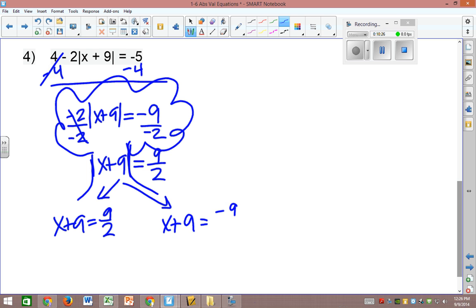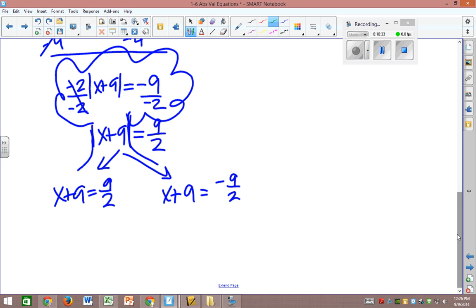Now set it equal to the opposite or negative of that. Oh no, I have to add fractions. Subtracting 9. All right, what do you think the best way to do this is? 9 halves minus 9. 18 halves. Oh yeah, you do that thing. Okay, we'll show our work here.